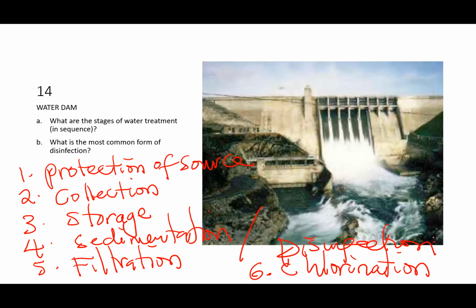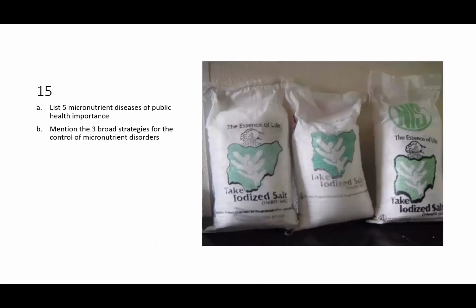So you should know the stages of water treatment: protection of source, collection, storage, sedimentation, filtration, and disinfection. Now, what is the common form? We already mentioned that chlorination is the most common form of disinfection.